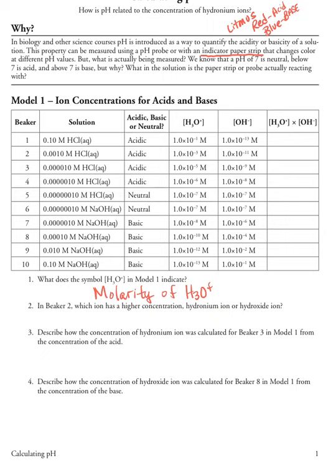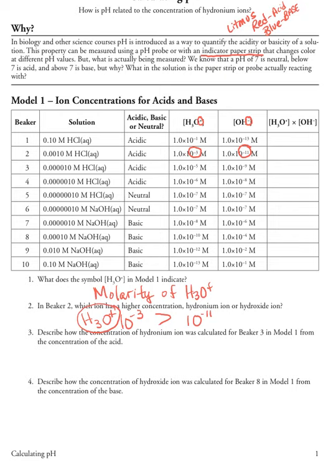In beaker 2, which ion has a higher concentration? Remember, ions have a charge. We have only two things that have charges: the H3O plus and the OH minus. So in beaker 2, which one of these has a higher concentration? We have 1 times 10 to the negative third, and we have 1 times 10 to the negative 11th. Which one is a larger number? Well, that would be the 10 to the negative third, and that is the H3O plus. So the H3O plus has the higher concentration.